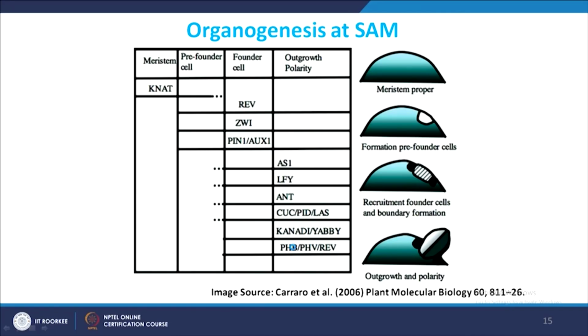So, in general, if you look here, there is a meristematic activity, some genes which are regulating meristematic activity, and then in the peripheral zone the founder cells are specified, where auxin and some of the regulators play a very important role, and then outgrowth and polarity is regulated. So, these are the three different steps during the process of organogenesis. There are some genes, for example, ASN1, LEAFY, ANT, and others, all these genes are basically regulating the process together.